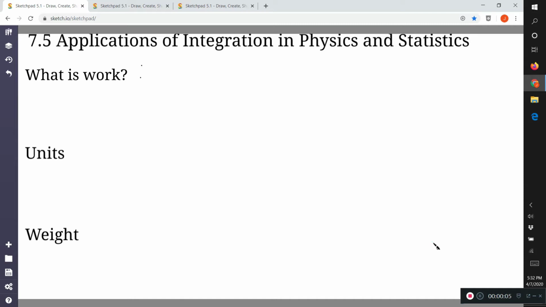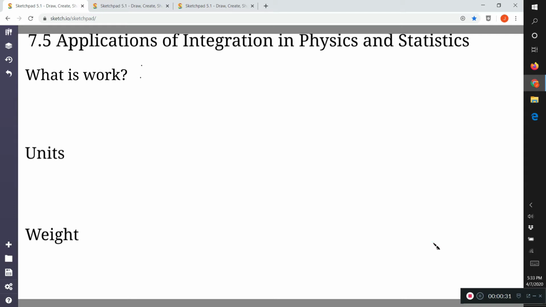Today we're going to be starting chapter 7.5, which is applications of integration in physics and statistics. So we're going to break this up over three sections mainly. The first one is going to be the concept of work in physics. Second one is going to be fluid dynamics, which is work with fluids and pressure with fluids. And the third section is going to be on statistics.